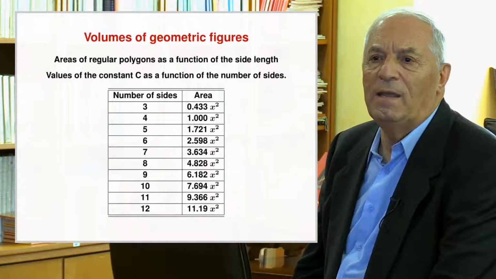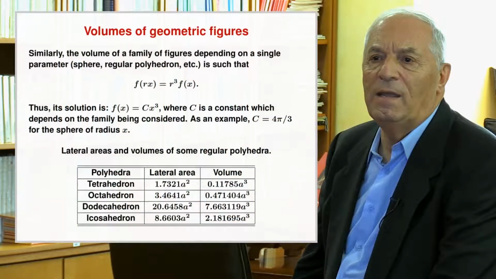This table gives the areas of regular polygons as a function of the side length x, where the constant c is a function of the number of sides. Similarly, the volume of a family of figures, sphere, regular polyhedron, etc., depending on a single parameter, is such that the functional equation at the top of the slide holds. Thus, its solution is c times x raised to the third power, where c is a constant which depends on the family being considered. As an example, for the sphere of radius x, c is 4 times pi divided by 3. The table shows the lateral areas and volumes of some well-known regular polyhedra.